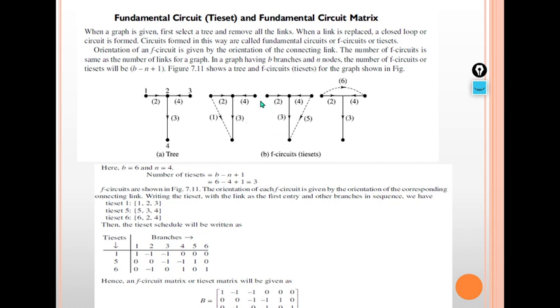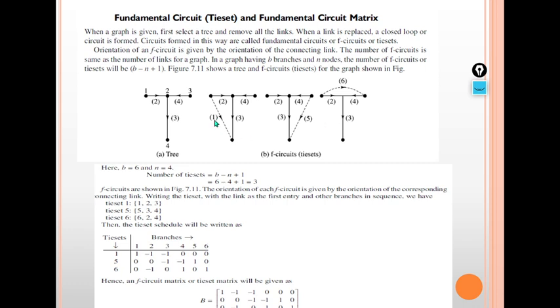Second, I'll take 2, 3, 4, the same tree, and the link is 5. So the next tie set is this one. So first draw these 3 tie sets. Next, 2, 3, 4, the same twig, but now the link is 6. So this is the third tie set.